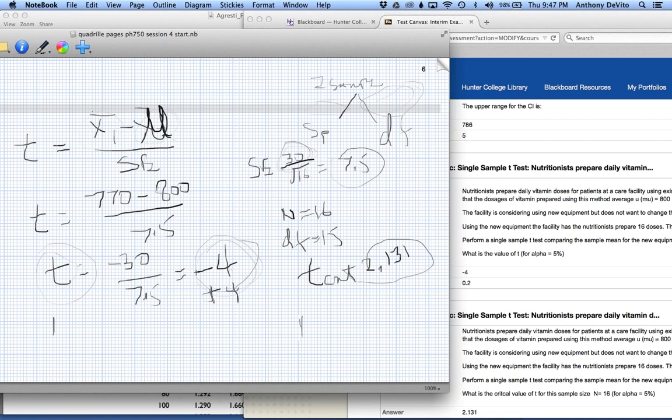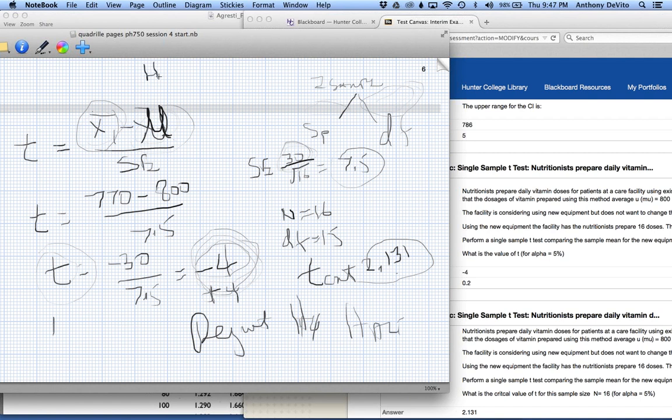Since the t that we calculated for the difference between the mean of our sample and the mean of the population we're comparing it to is greater than 2.131, we reject our null hypothesis and accept our alternative hypothesis.